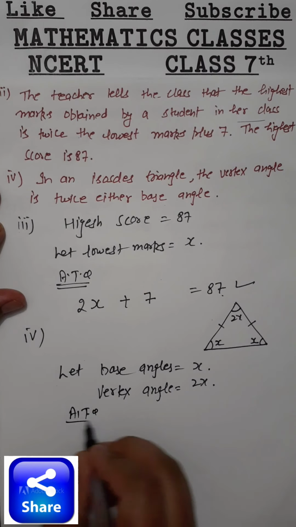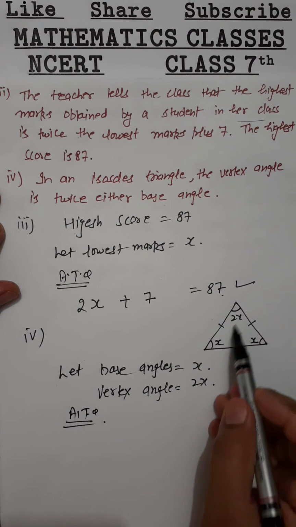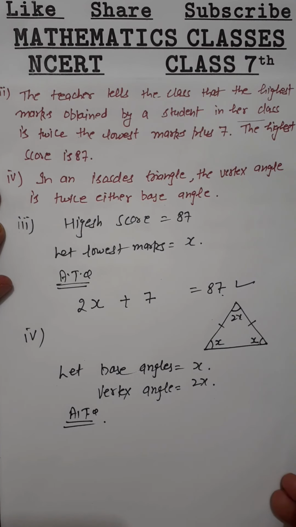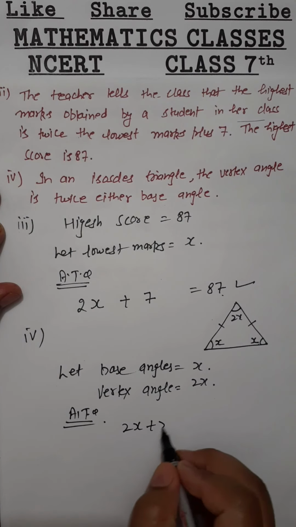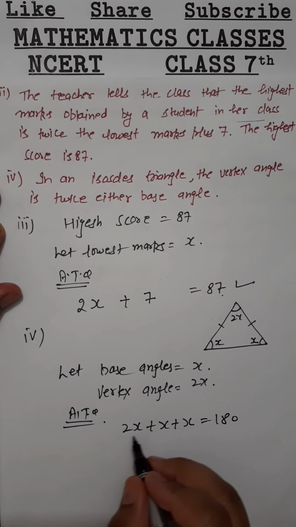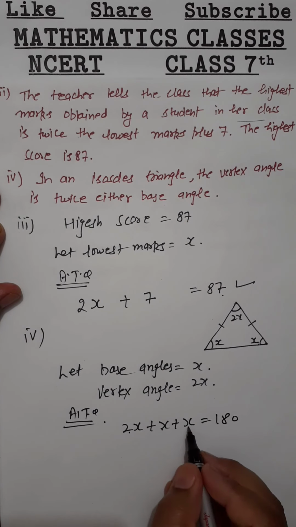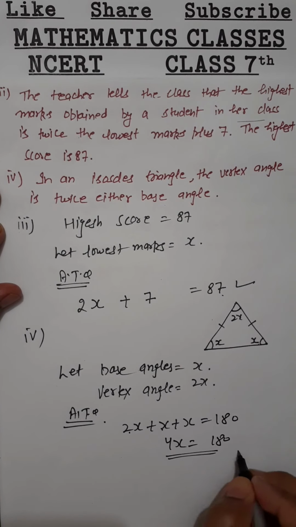According to the question, what do we know? The sum of three angles of a triangle is 180 degrees. Vertex angle 2x, base angles both x and x, equals 180. 2x plus 1x plus 1x makes 4x equals 180. That is the situation, that is the equation.